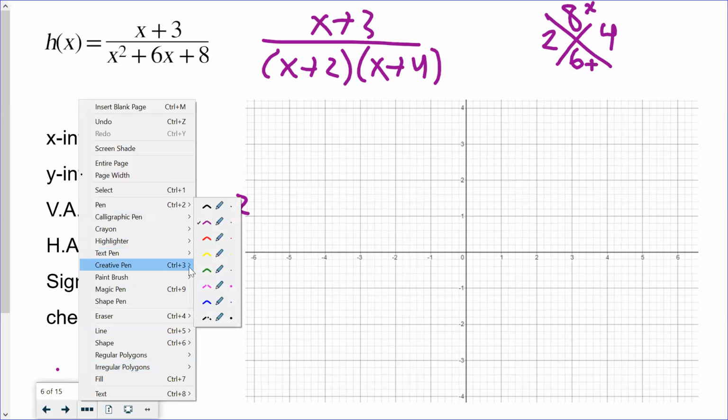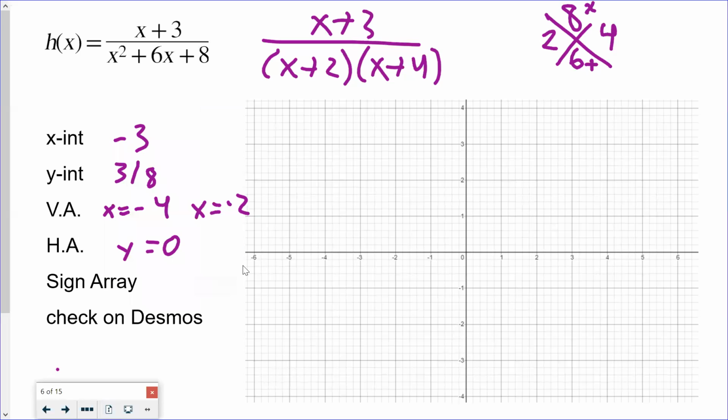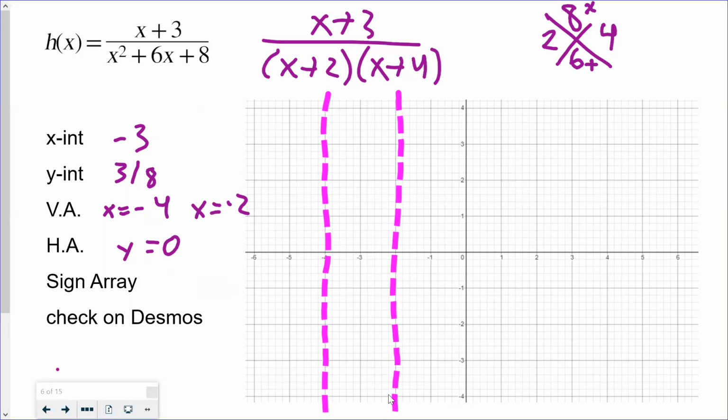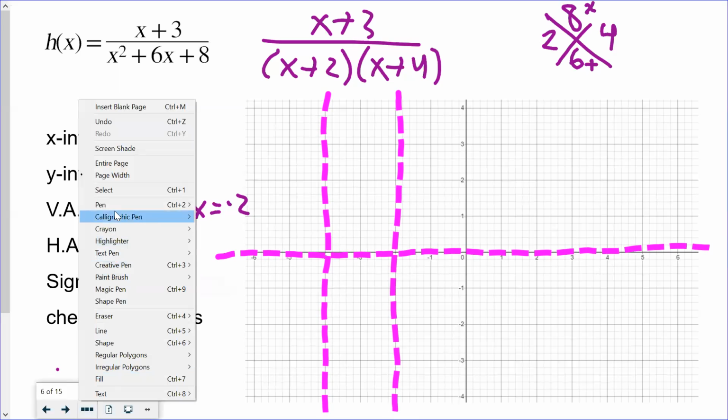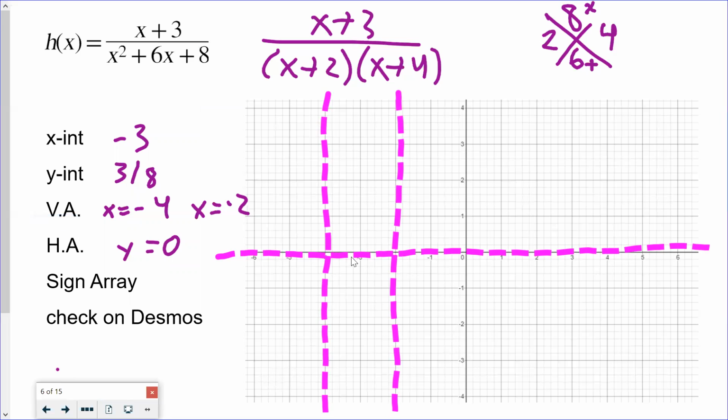Let's go in. I'm going to draw these. So I'm going to start by drawing the vertical asymptotes at -4 and -2, and then the horizontal at 0. And then I'm going to just start with the x-intercept. If I just have that x-intercept there, then I really have no idea what's going on with this graph, because it could be up or down here, it could be up or down there. I'm not sure what's going on.